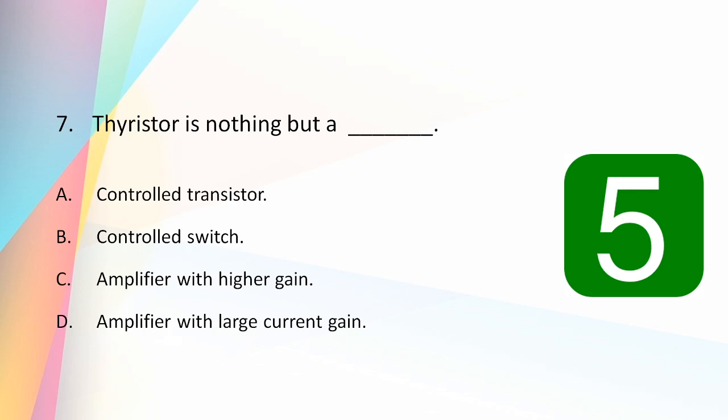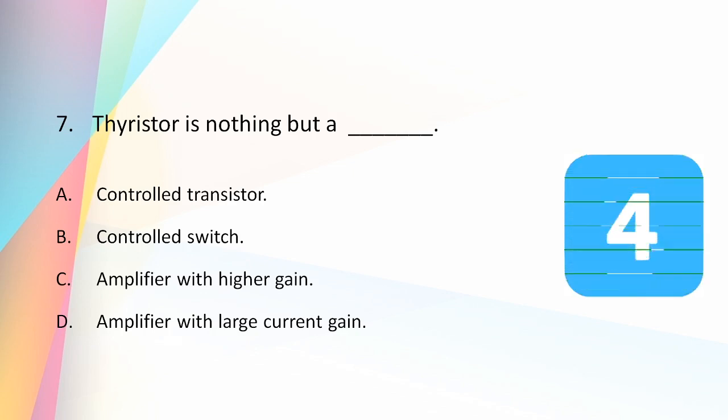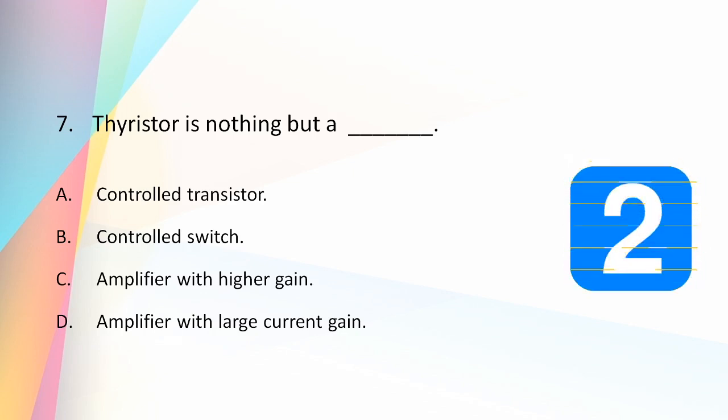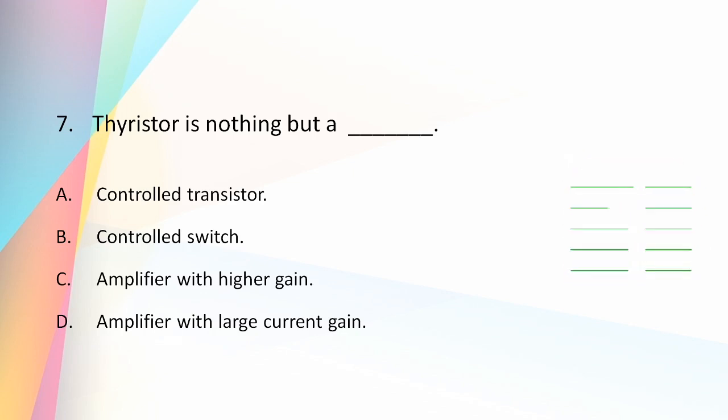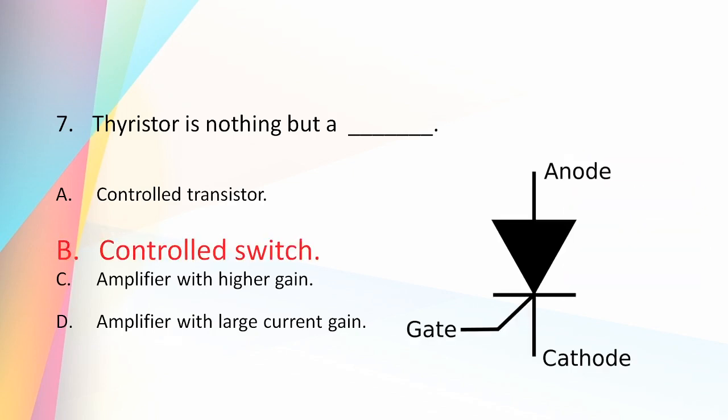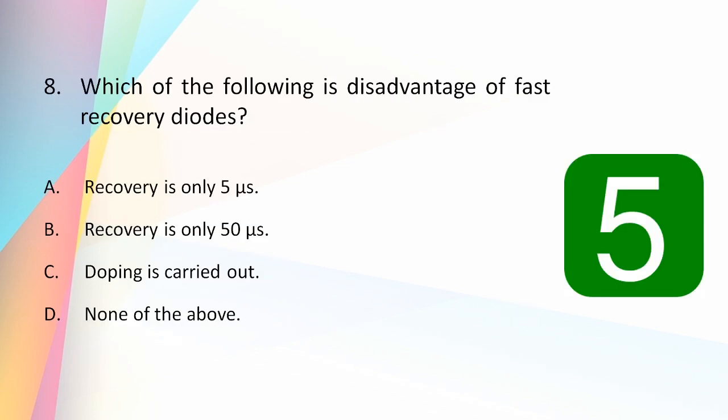Thyristor is nothing but a control transistor, control switch, amplifier with higher gain, amplifier with large current gain, and here you go. And the answer you can guess from the previous question itself. A thyristor is nothing but a control switch.